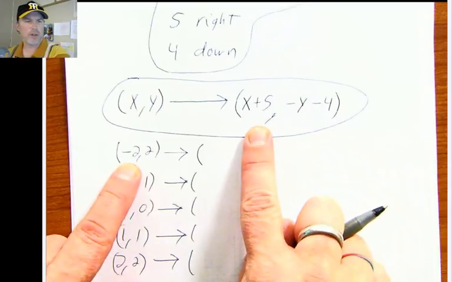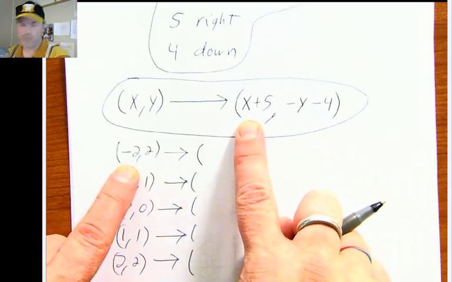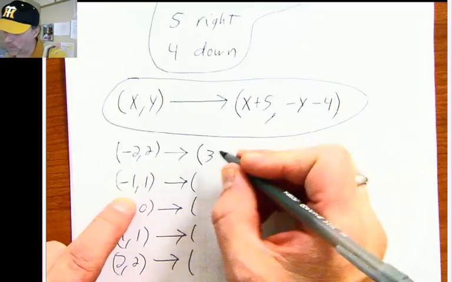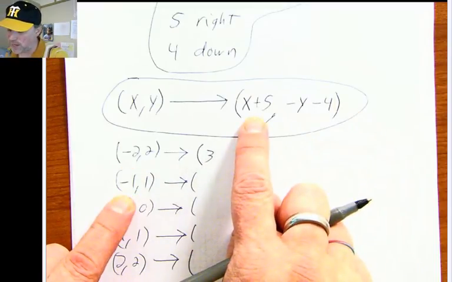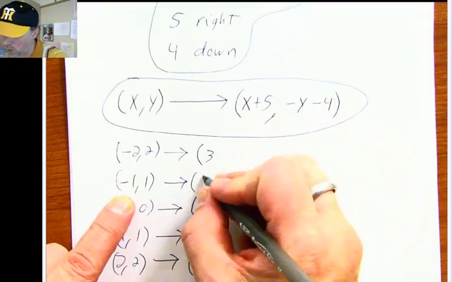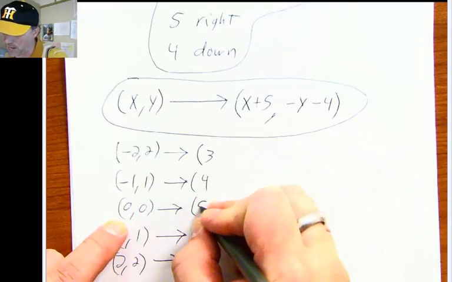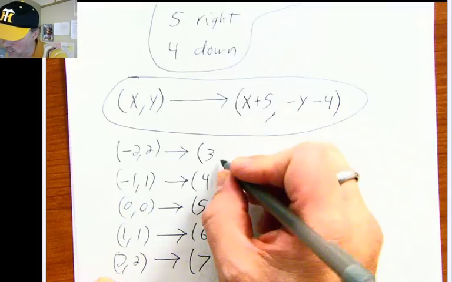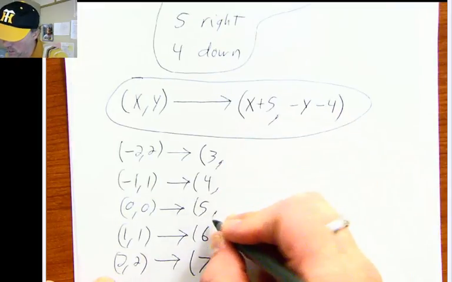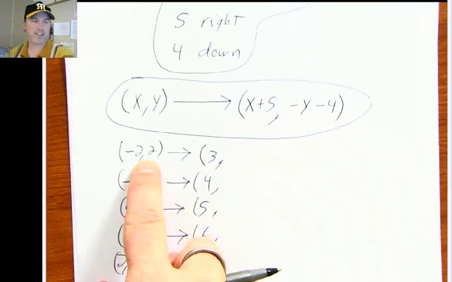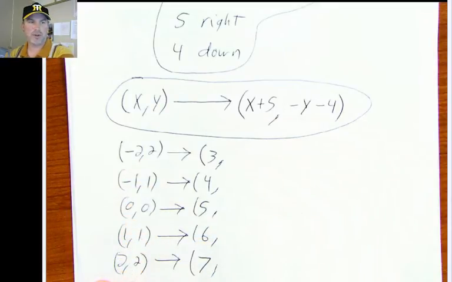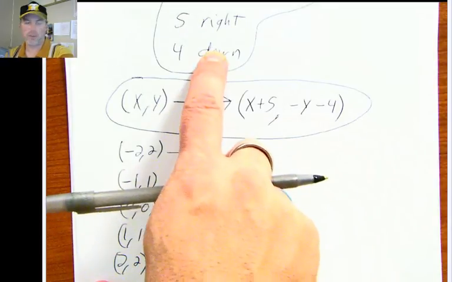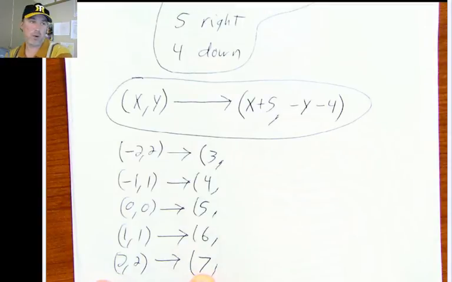So I'm just going to go with all the x-coordinates first. So negative 2 plus 5 is 3. Negative 1 plus 5 is 4. 0 plus 5 is 5. 1 plus 5 is 6. And 2 plus 5 is 7. Which makes sense. If you're just going to take the numbers negative 2 to 2 and move them all 5 to the right, they would still be in order, but just 5 to the right.